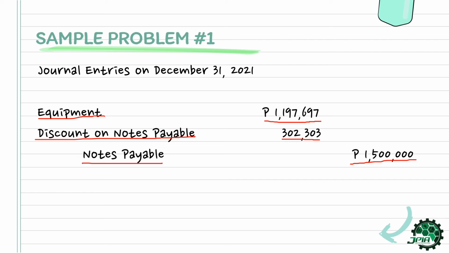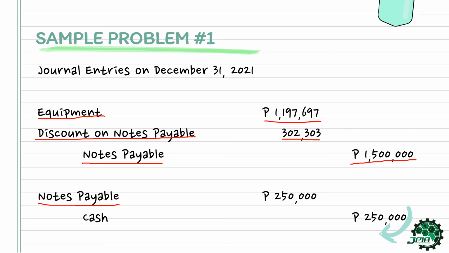Ngayon, magtataka kayo, journal entries. So, ibig sabihin, meron pang isang entry on December 31, 2021. Ngayon, ano ang entry na ito? This is the first payment of the note payable. So, i-entry na din natin ito. For the purposes of this discussion, isa-separate natin siya. So, notes payable debit, which is 250,000, and cash, which is 250,000. Since nabayaran na natin yung isang part ng notes payable na ito.